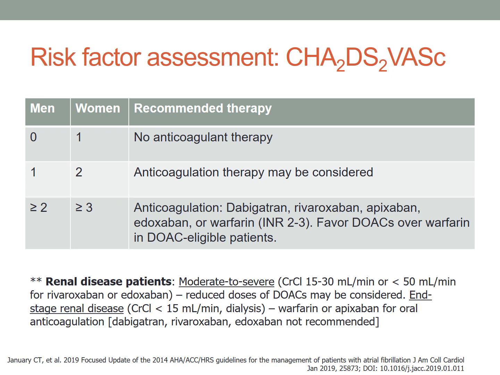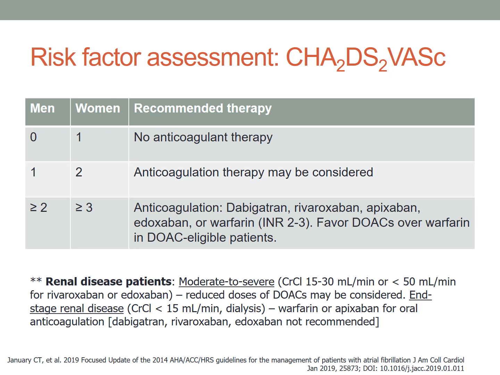However, the new focused update guidelines do favor the DOACs over warfarin in those patients who are eligible to receive a DOAC. If you are a man who has a score of 1 or a woman who has a score of 2, anticoagulation therapy may be considered for those patients. If you are a man who has a 0 score or a woman who has a 1 score, it is reasonable to omit anticoagulation therapy in those patients that have AFib.